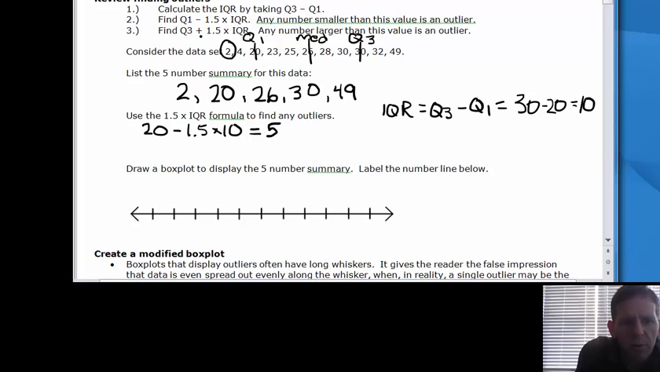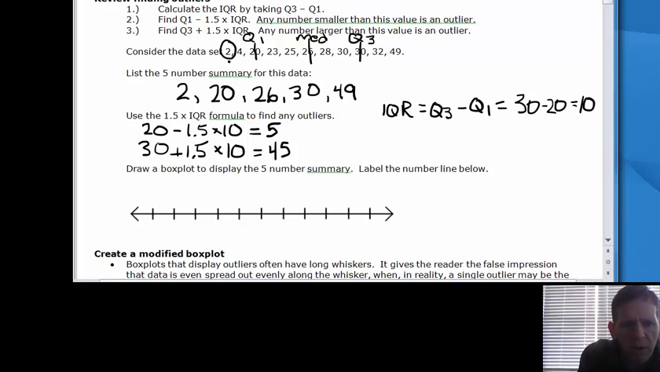On the other end, for step 3, we're going to take Q3 plus 1.5 times the IQR. So we're going to take Q3, which was 30, plus 1.5 times the IQR, which again was 10. 1.5 times 10 is 15. 30 plus 15 is 45. Outliers are any number that is smaller than 5 or bigger than 45.